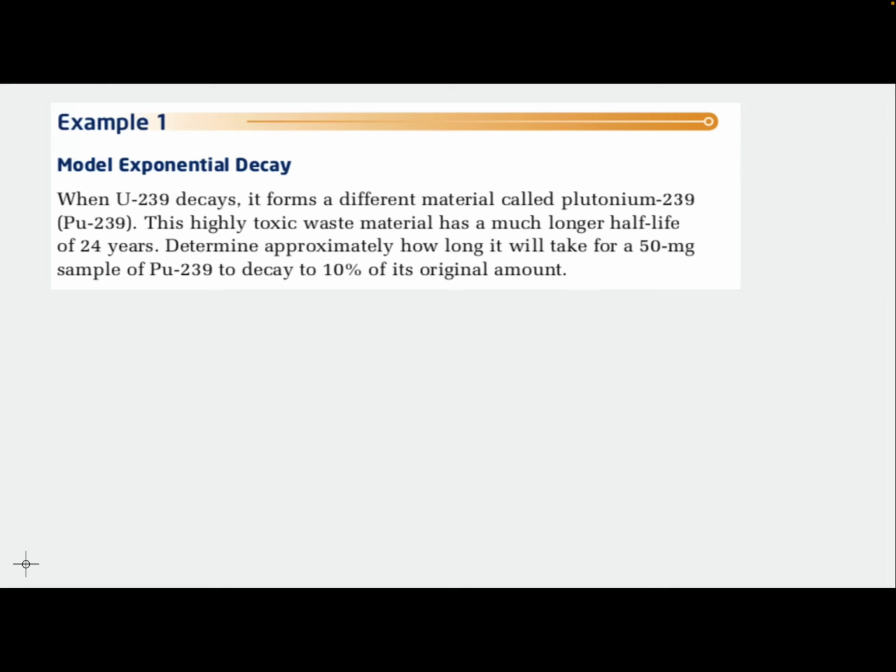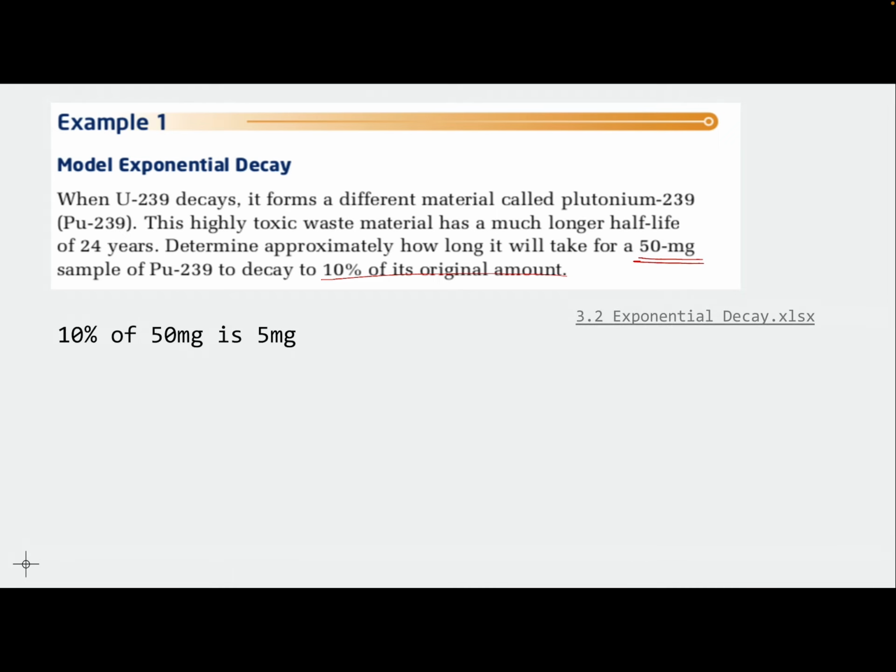Anyway, they want us to determine approximately how long it'll take for a 50 milligram sample of Pu-239 to decay to 10% of its original amount. So we're starting with 50, and in 24 years, we'll only have 25. And then another 24 years, we'll have half of that. We want to know how long it will take so that only 10% is remaining. Well, we should first figure out how much 10% is. We can multiply 0.1 times 50 to get 5. And then we can see how long it'll take for only 5 to be remaining.